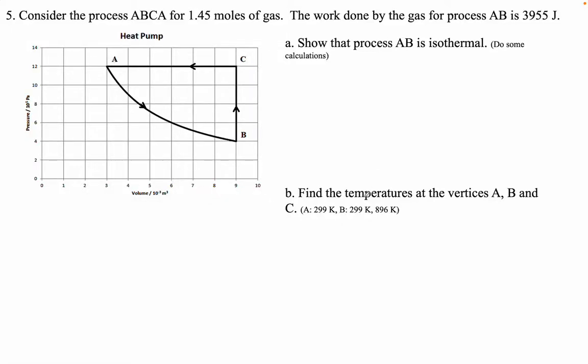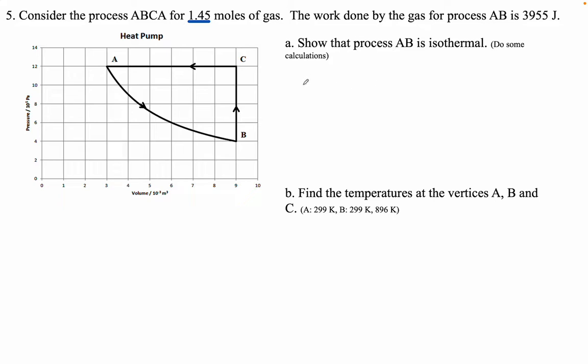All right, so consider the process ABCA. Let's see, A to B. So this is an isothermal expansion, right? And then there's an isochoric heating, and then an isobaric compression, and then we're back to A. It's 1.45 moles. Show that the process AB is isothermal.